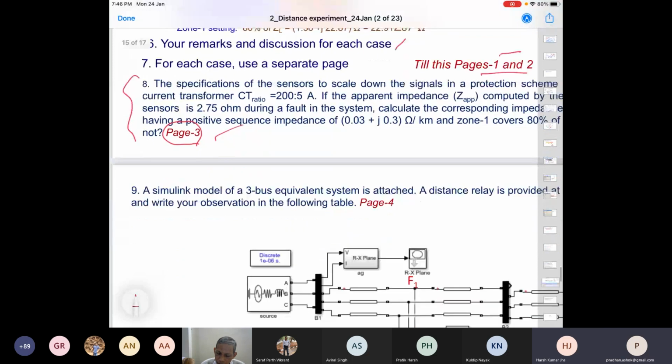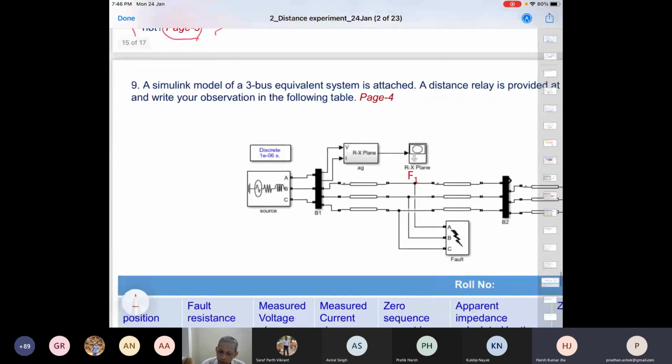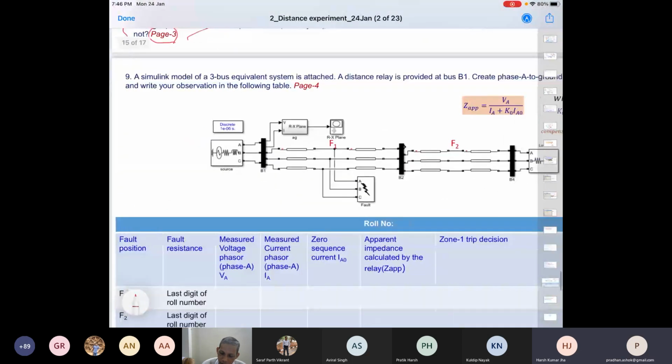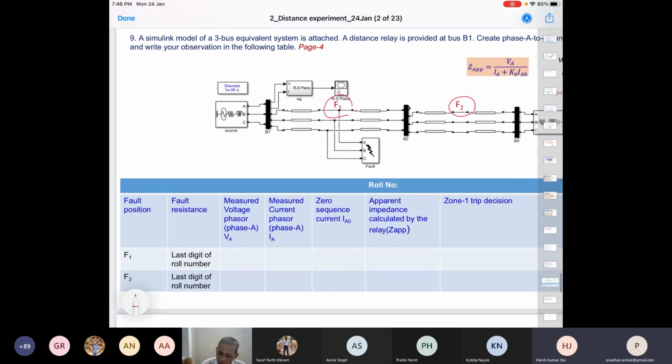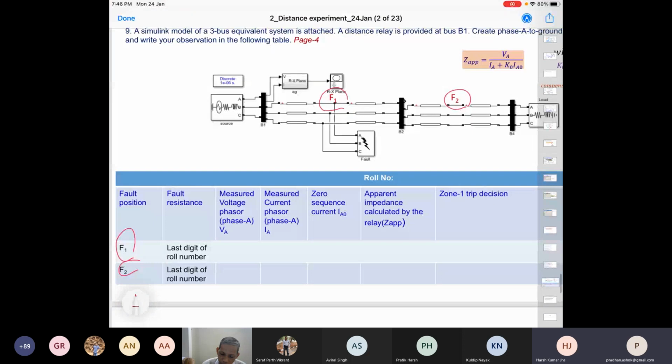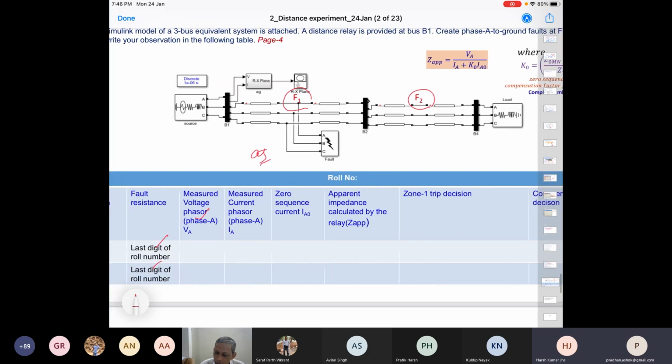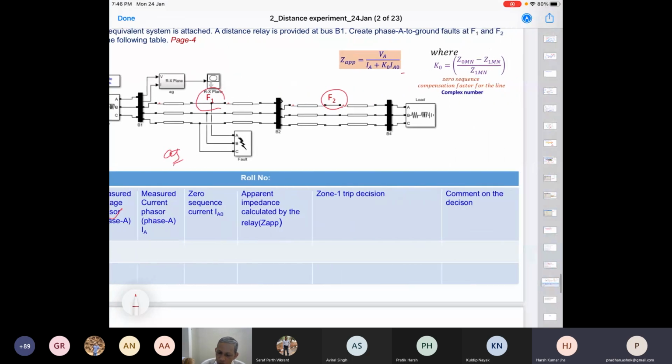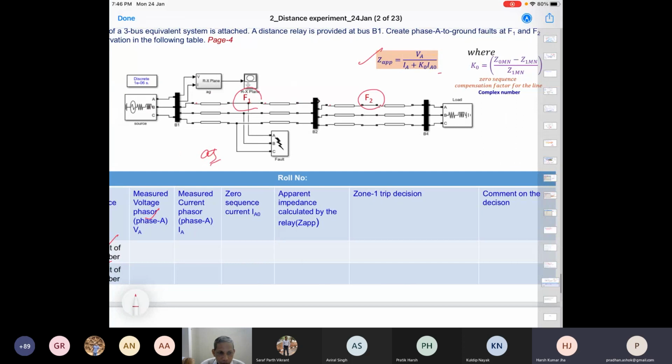And then we have a Simulink part, similar to that, where you can see the distance relay performance. In this simulation, you create faults at F1 and F2, and for these faults you put your fault resistance in the path using the last digit of your roll number, and then find the corresponding phasors of phase A. All the faults are phase A to ground. In this case, you use the corresponding relations for the Z apparent calculation this way, where K0 will be there.